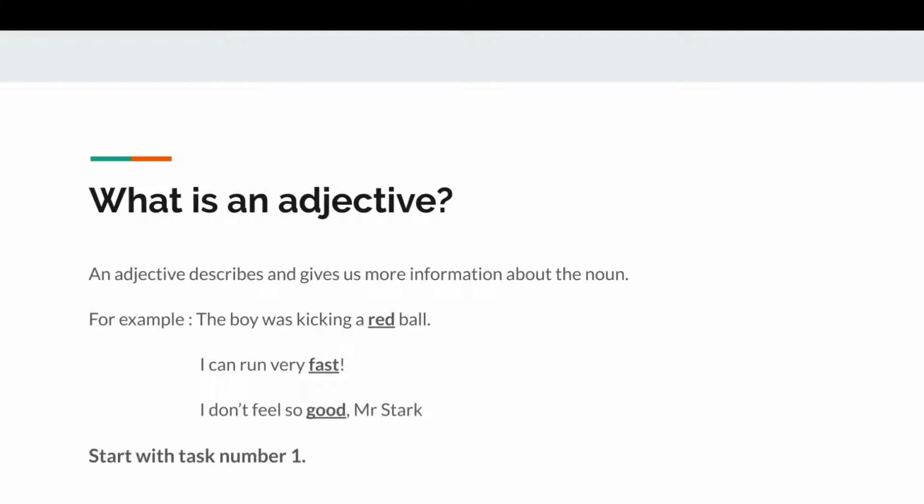So, what is an adjective? An adjective describes and gives us more information about the noun, which is a person, animal, place, or thing. It can give us attributes like shape, color, and size. It can also be used as a description of a pronoun, which, for example, explains how someone does something.